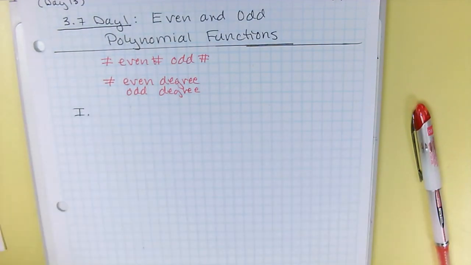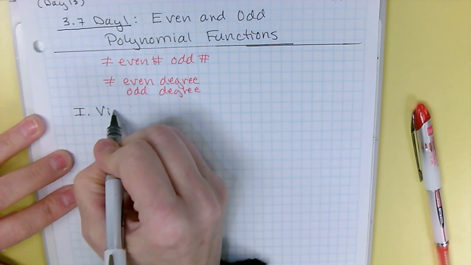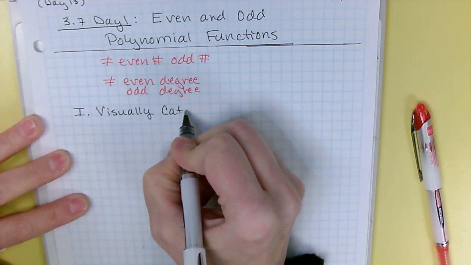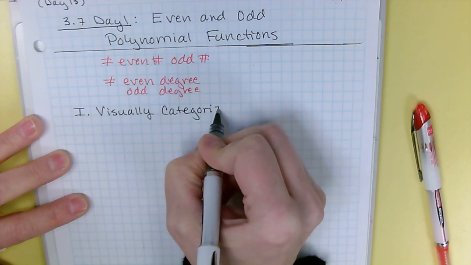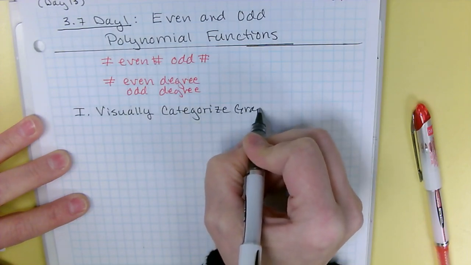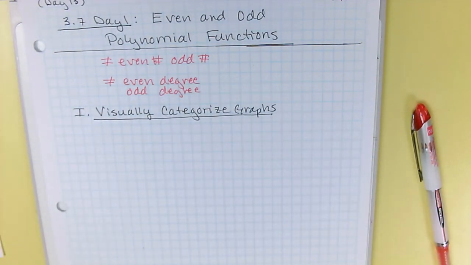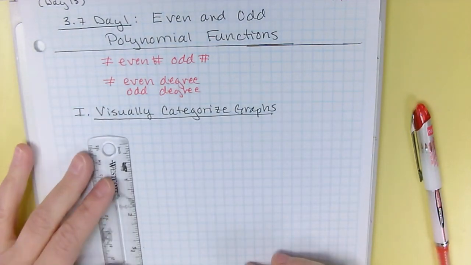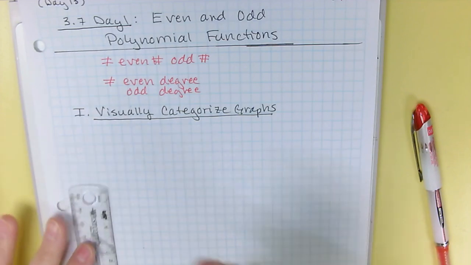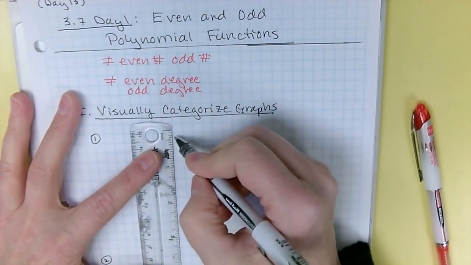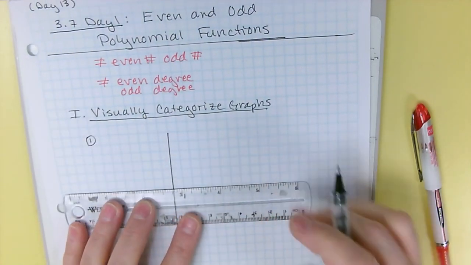Okay, so Roman numeral 1, the first thing we're going to do is visually categorize graphs. What I want you to do in this remaining space is draw number 1 and then number 2. I want you to draw 2 pairs of axes. They can be pretty smallish.